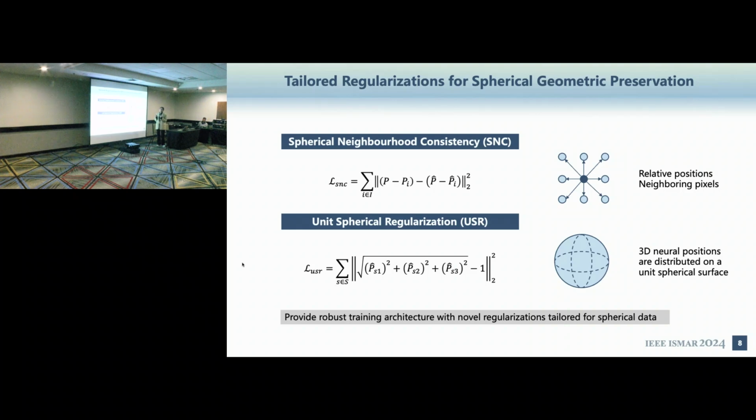Additionally, we designed 2 regularizations to preserve the spherical geometry. Spherical neighborhood consistency is to maintain the consistency in relative positions among 8 neighboring pixels. It encourages the mapping process to keep the relative positions consistent between the original video space and the learned neural space. Another one is unit spherical regularization, which is to encourage the learned 3D neural positions to be distributed on a unit spherical surface.